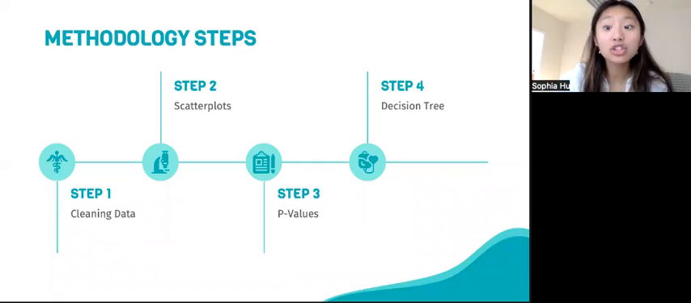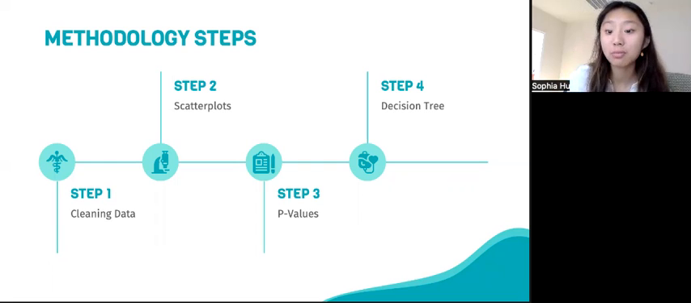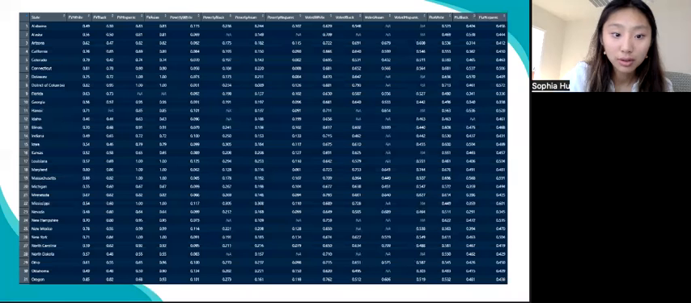Then I originally was going to use an R-squared value to validate my data results. However, I actually used p-values instead, which is a type of linear regression modeling, because p-values are better for determining whether the observed relationships also exist in a larger population, which is extremely useful in my study. Lastly, I did a decision tree, which is a type of machine learning, which I will be explaining more later on. So this is my data table.